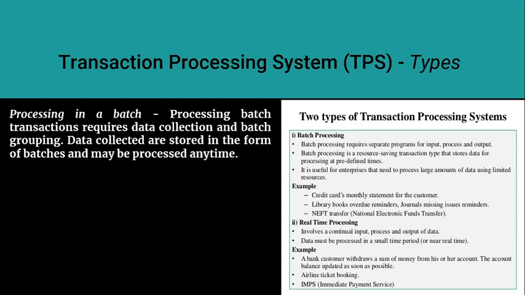For example, it includes the customer's credit card monthly statement generation, library books overdue reminders, journal missing issues reminders, then of course an important one, that is National Electronic Fund Transfer, NEFT system. These will come under batch processing system. Means the data under this system will first be collected, grouped, batches will be formed, then batch wise the data will be processed. Right? Next we are coming to the real-time processing system.